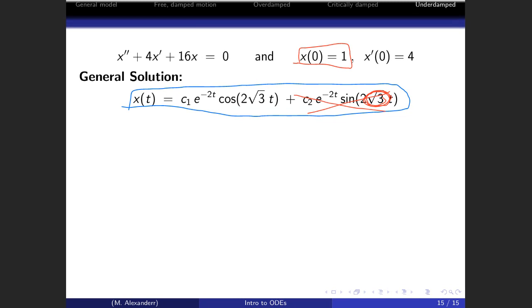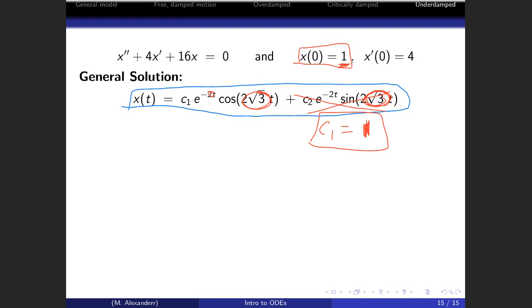If you plug in 0 into the cosine, cosine of 0 is equal to 1, and then the e to the 0 part is equal to 1. And so this is telling us that C1 is actually equal to 1. Remember, we made the whole thing equal to 1 after we plug in 0. And so we get that the value for C1 is equal to 1. All right, so that's the first constant.